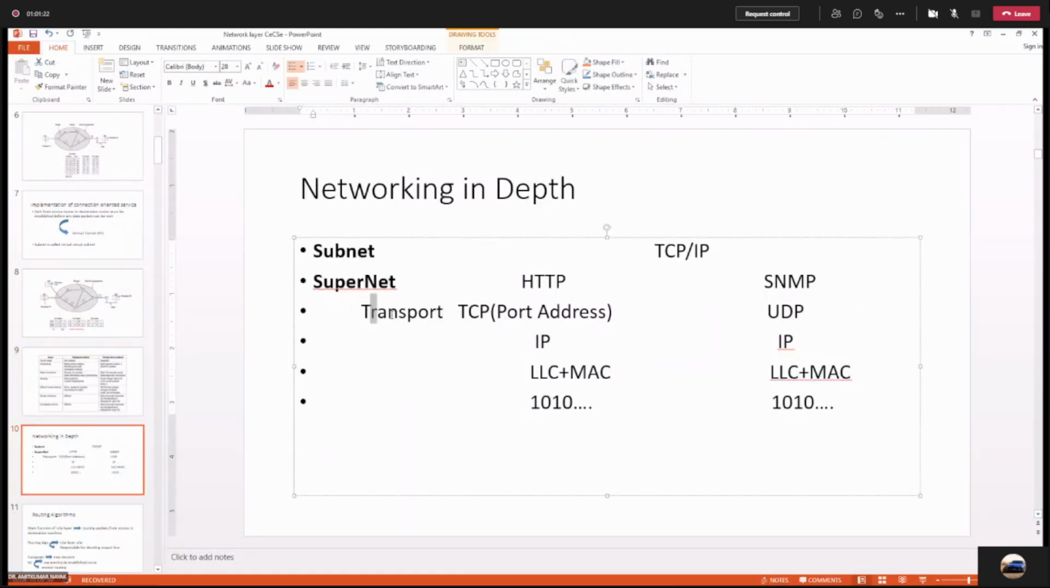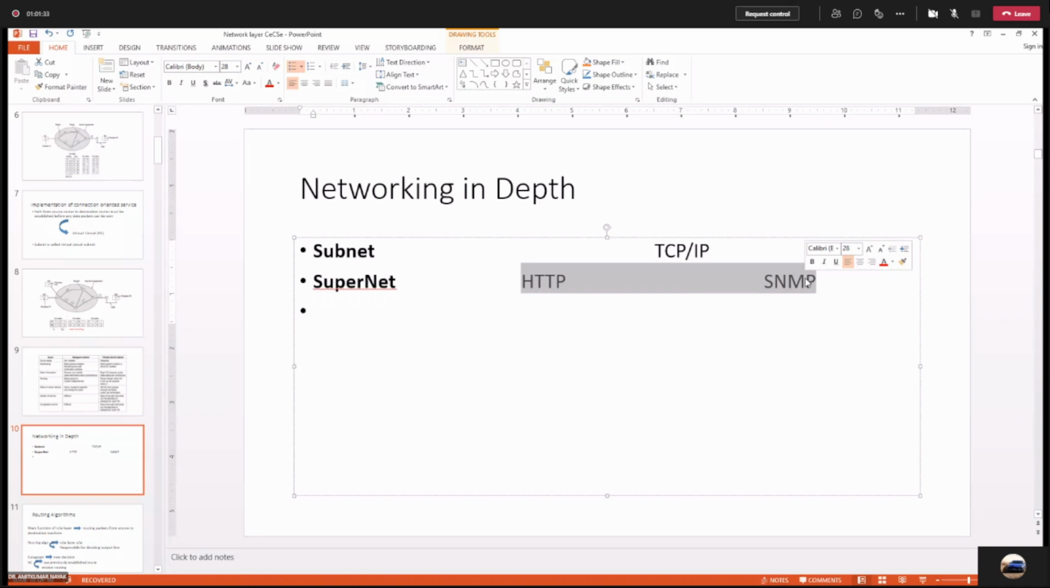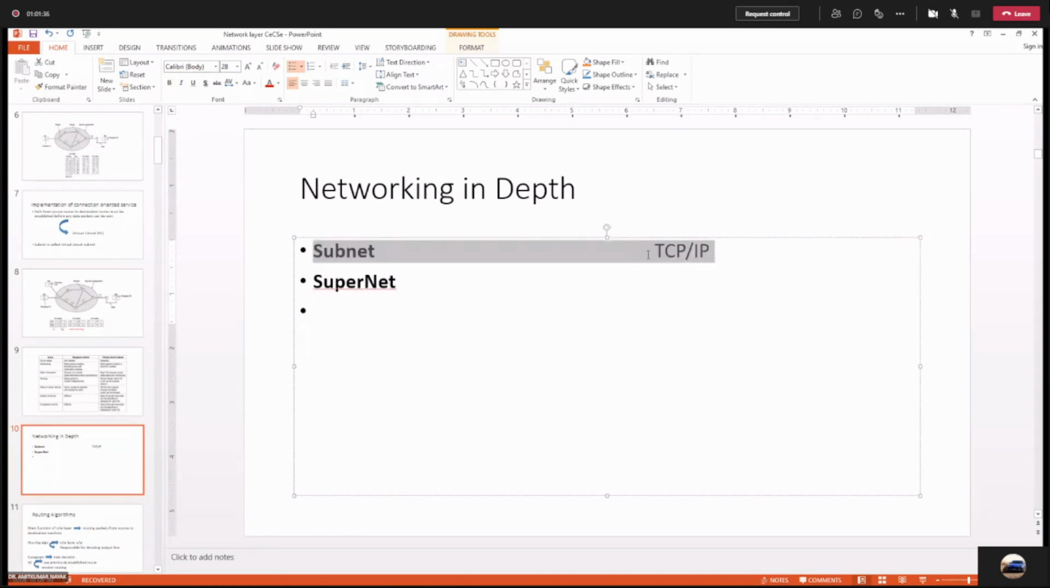And the homework from this session is, please study something related with subnetting and supernetting, these two networking concepts. And in the next session, I will explain the need of subnetting and the need of supernetting.